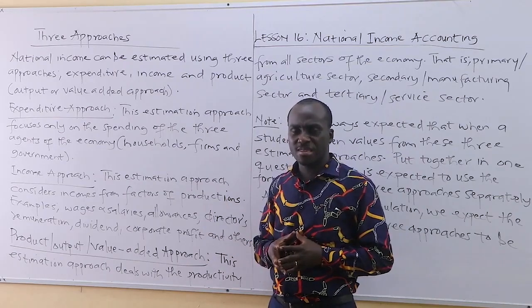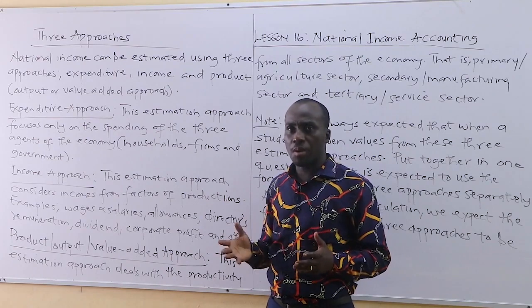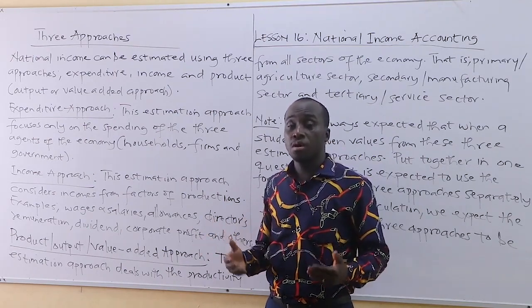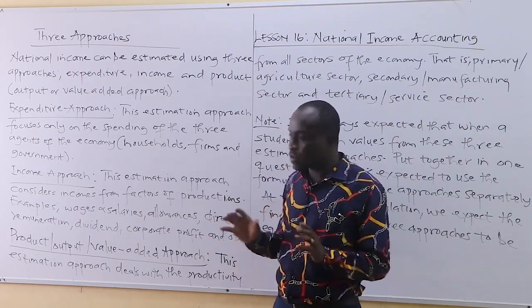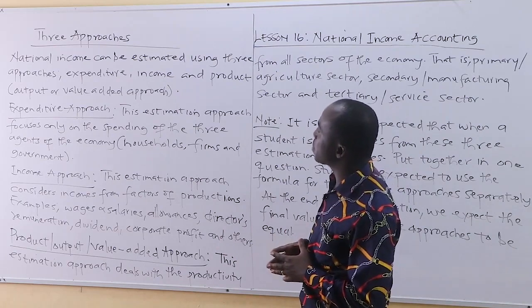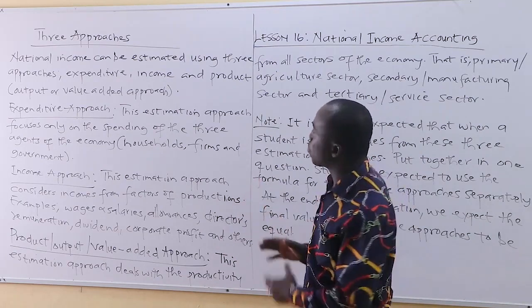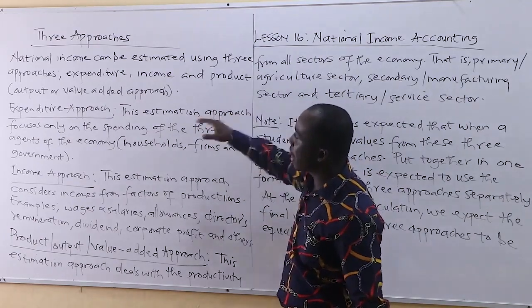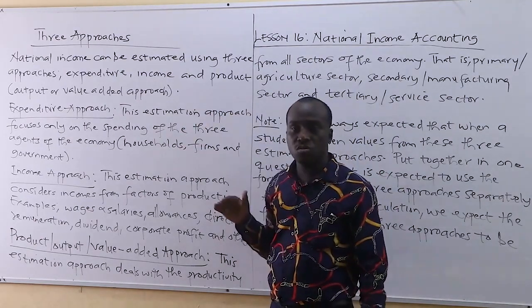So one of the things that we're going to look at, it is very palpable, it's very obvious, is the 3 approaches. We're going to estimate the per capita income, but we're going to use 3 approaches. So let's look at some gist about the approaches. The national income can be estimated using 3 approaches: expenditure approach, income approach, and product approach. Product, we call it other products, output or value added approach.